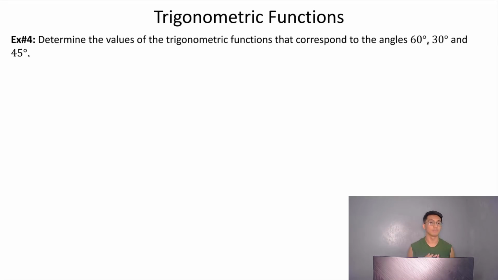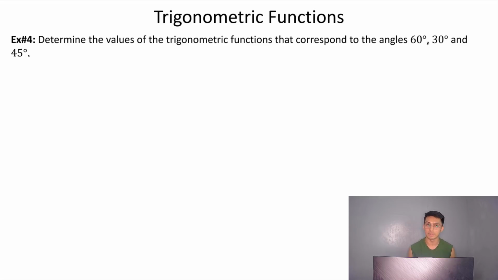So, for example number 4, we are asked to determine the values of the trigonometric functions that correspond to the angles 60 degrees, 30 degrees, and 45 degrees. Now, since wala tayong ibang binigay na triangle, so we will assume this is a right triangle, of course, and the acute angles 60 degrees, 30 degrees, and 45 degrees. Wala tayong ibang binigay na sides, na value ng sides or dimension. So, ang gagawin natin, we will assume ay a triangle.